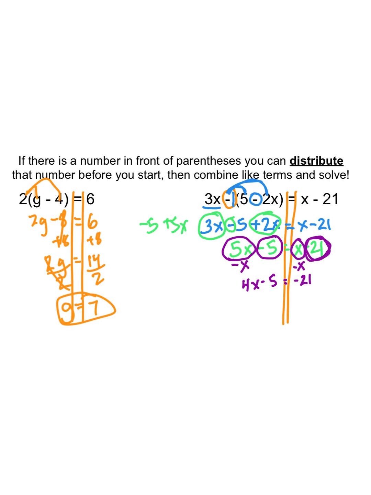It's really important. Now I'm down to a two-step equation, so I'm going to get rid of my plus or minus by adding 5. 4x is equal to negative 16. Divide by 4. And x equals negative 4.